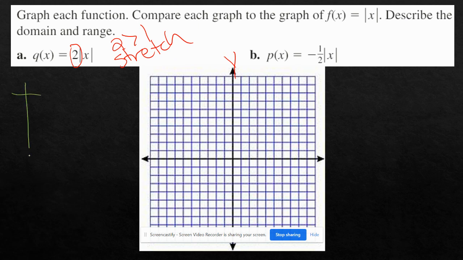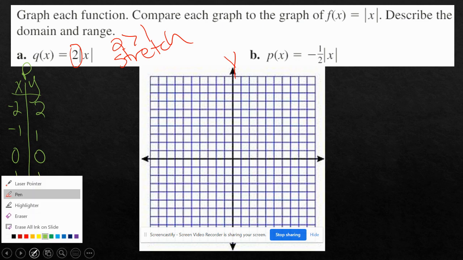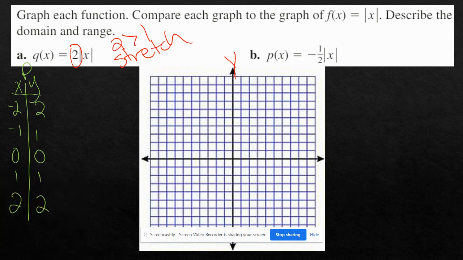What does that mean for the points that we're working with? Well, again, here's our parent. Remember, this parent never changes. What it means is we are multiplying the y values by 2. Now, remember I said in the last one, if it's not directly touching x, then it's not happening to x. It's happening to y. And so in this new one, these are still the same.